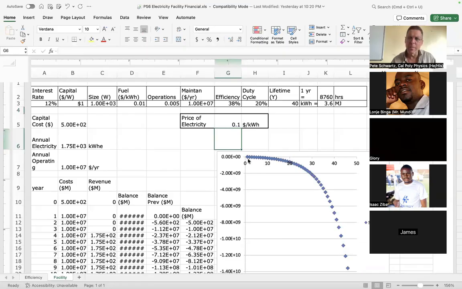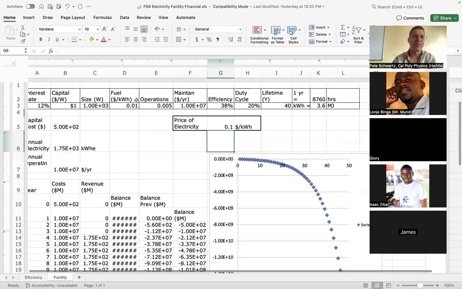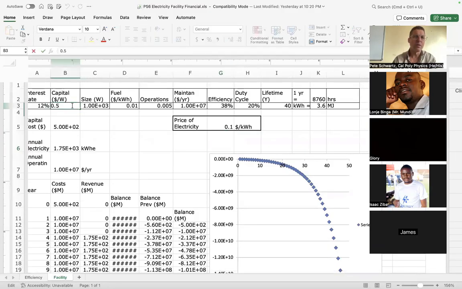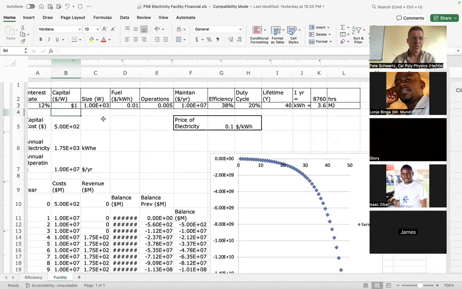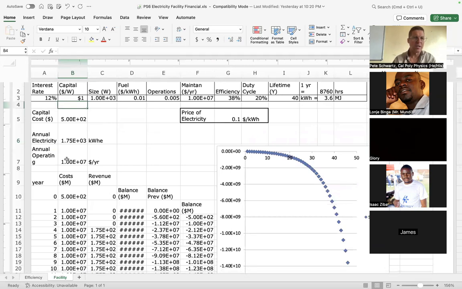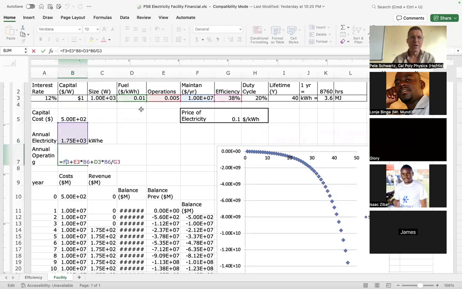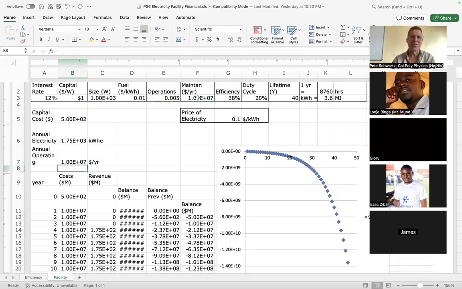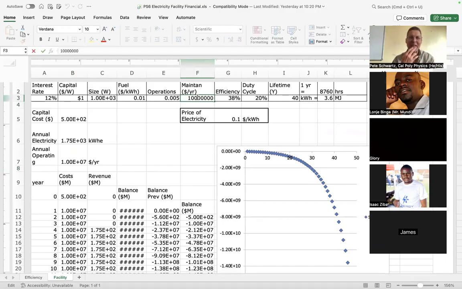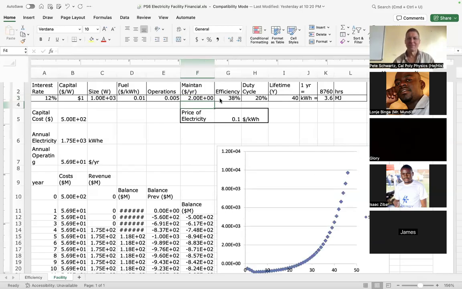Okay, wait, why is it negative? Why are we losing? Oh, maybe I filled the wrong thing in. Let's see, this is $1 a kilowatt hour. Yeah, operations. Let's take a look at the annual operating cost. Where does it come from? Operations, dollars per. Oh, here we go. It's not going to cost us for our 1,000-watt system. It's not going to cost us millions of dollars a year, right? That's going to be 2, right? Now things are better.